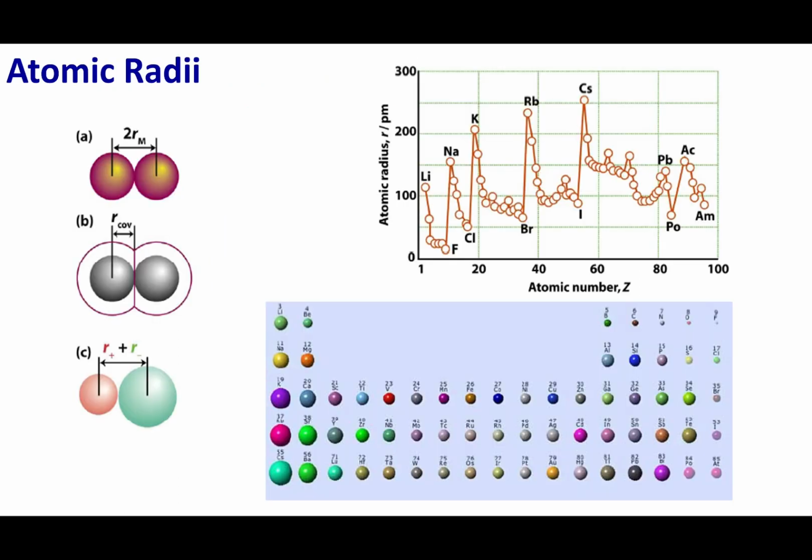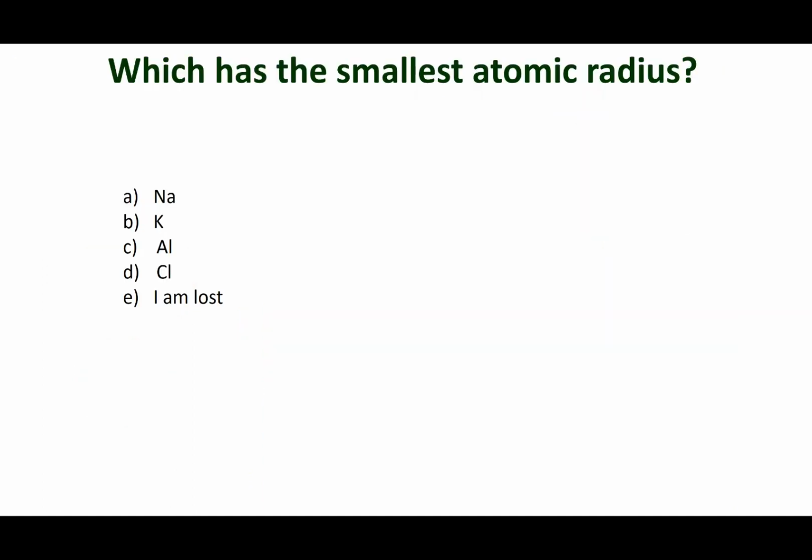So if you guys wanted a pictorial representation of the atomic radii, here's the picture. You guys can see as I go down the periodic table, atoms get bigger, and as I go from left to right across the periodic table, my atoms get smaller and smaller. So taking those two factors into account, which of these elements has the smallest atomic radius?